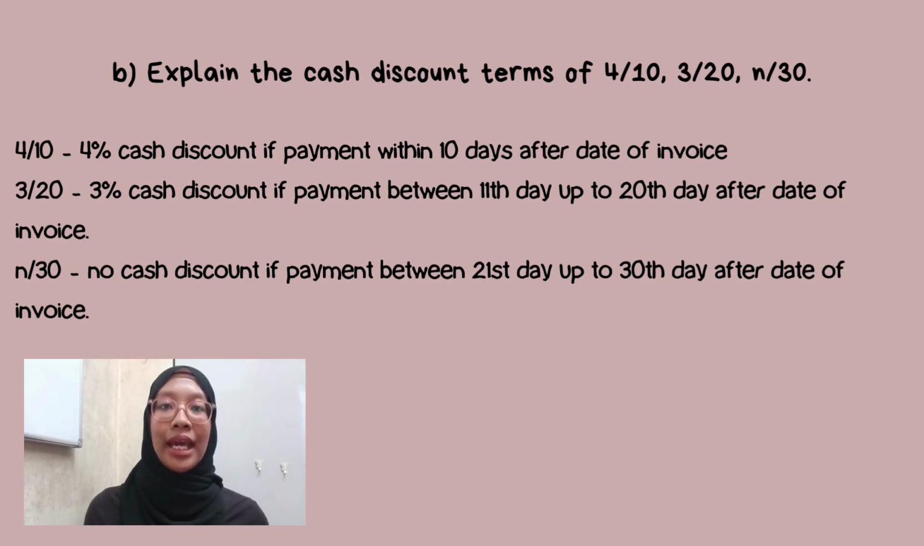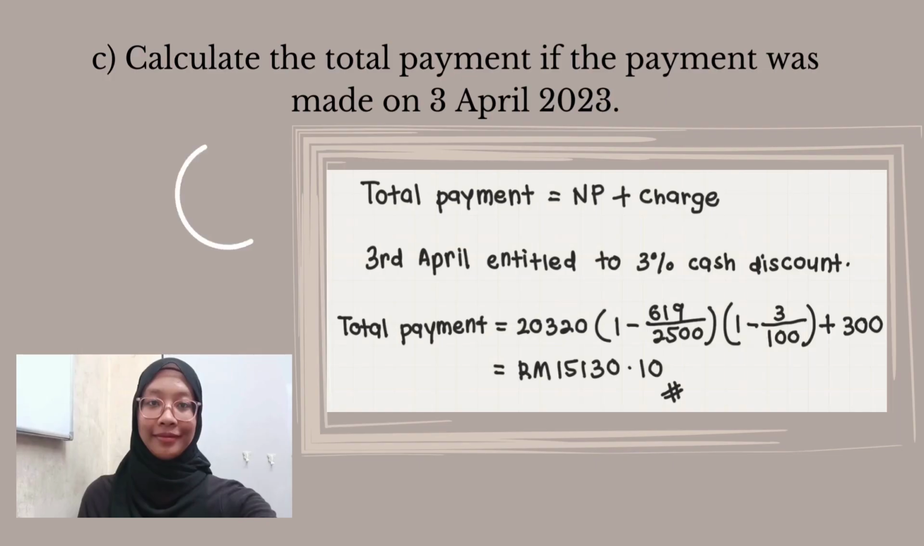Next question B. Explain the cash discount terms of 4/10, 3/20 and N/30. 4/10 means 4% cash discount if payment is within 10 days after the date of invoice. 3/20 is 3% cash discount if payment is between 11 days up to 20 days after the date of invoice. N/30 is no cash discount if payment is between the 21st day up to the 30th day after the date of invoice. So, that's all for this question.